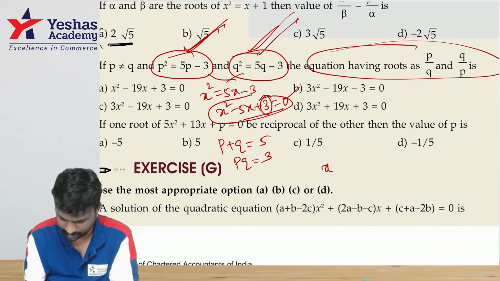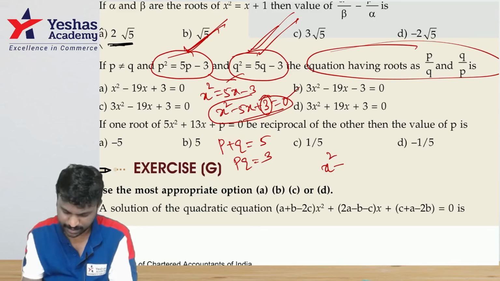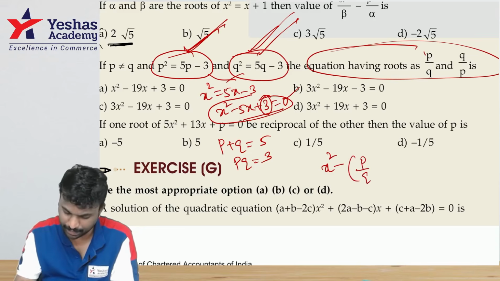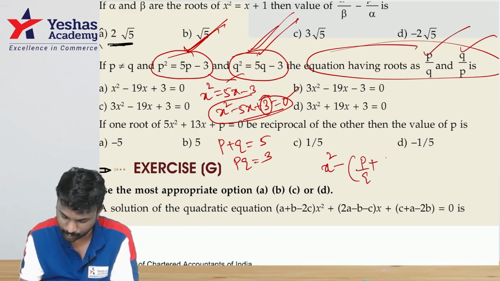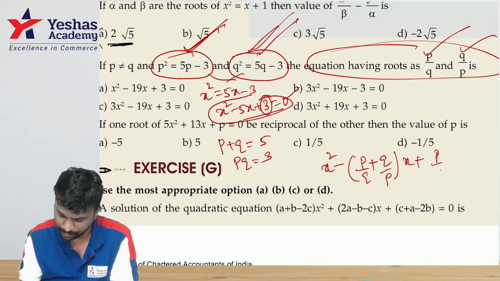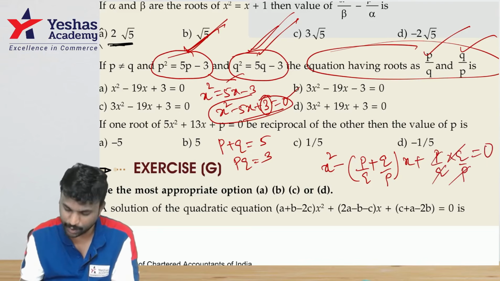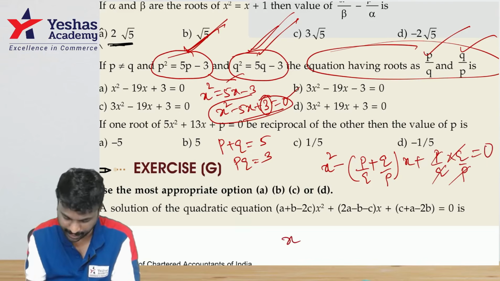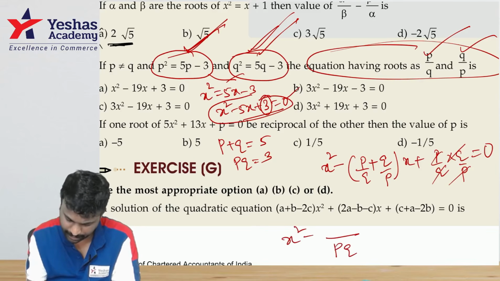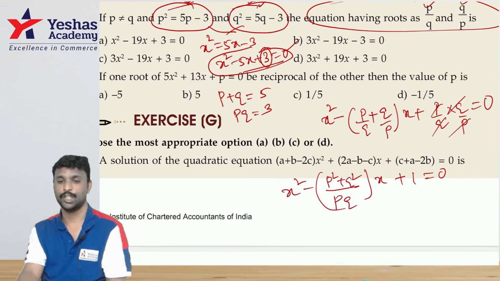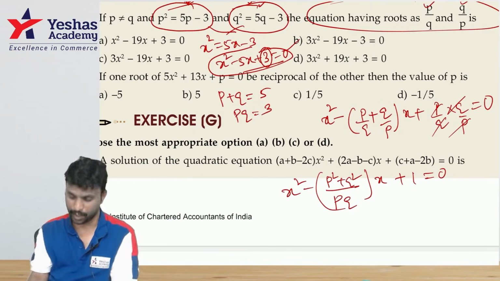Guys, how do I construct the equation? X square minus sum of the roots. First root is P by Q plus second root is Q by P, into x, plus the product of the roots, P by Q into Q by P, is equal to 0. Guys, P cancel, Q cancel. So what do you end up getting? X square minus, guys, it is PQ in the denominator, P square plus Q square, into x plus 1 equal to 0.